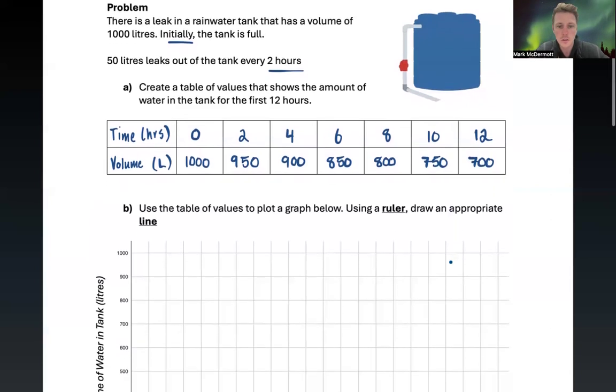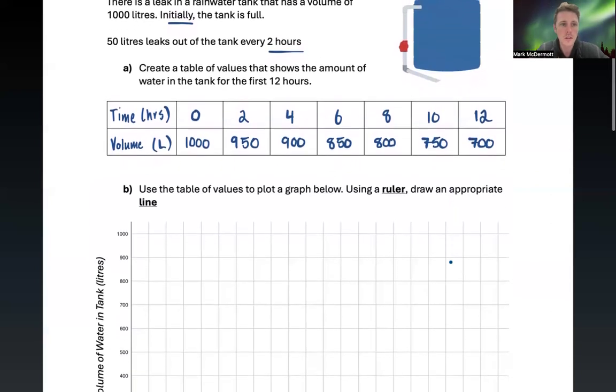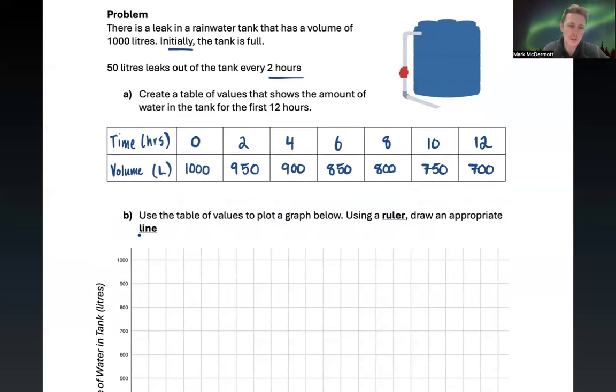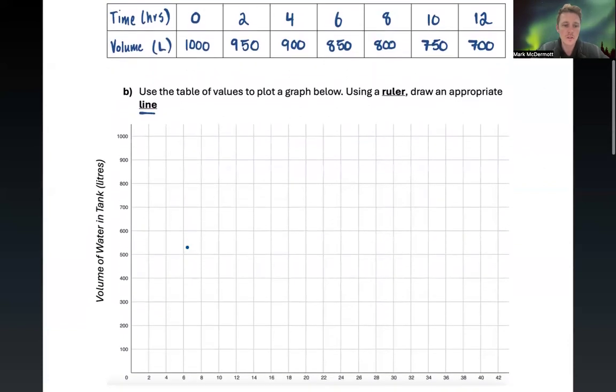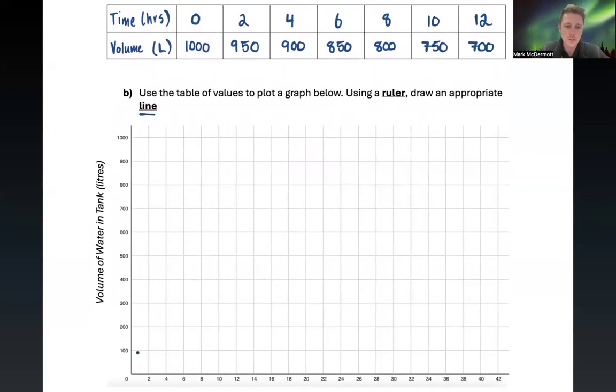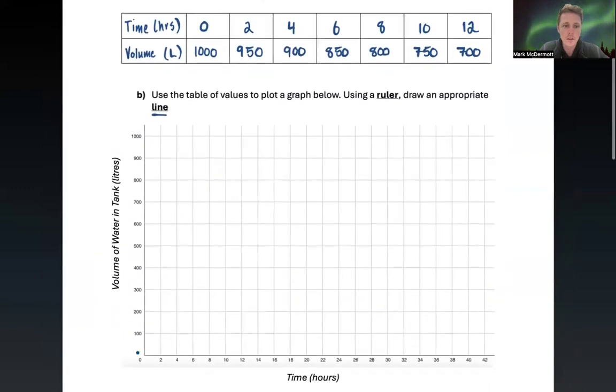Now use the table of values to plot the graph below. Using a ruler, draw an appropriate line. So when it says draw an appropriate line, that means you need to keep your line going in both directions. Don't just draw a line segment between 2 points. So what we're going to do first is put 2 points on. One of the points is that when time is 0, so we've got time on the x-axis on the bottom, on the horizontal axis. We know that the volume is 1,000, so that's there. After 2 hours, we know that the volume goes down to 950.